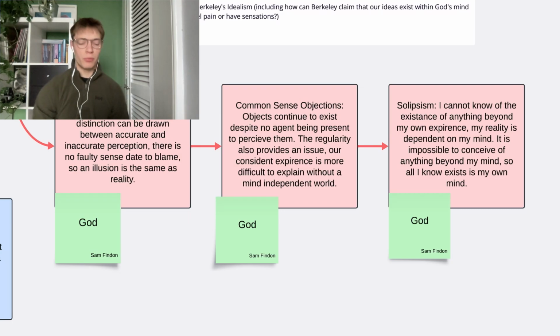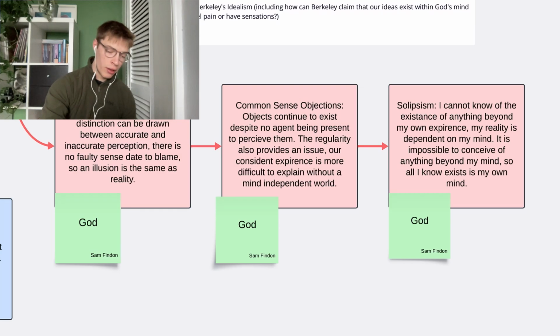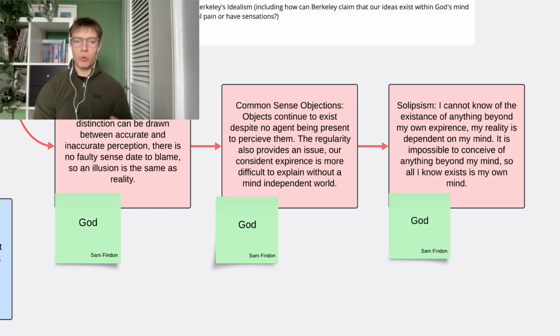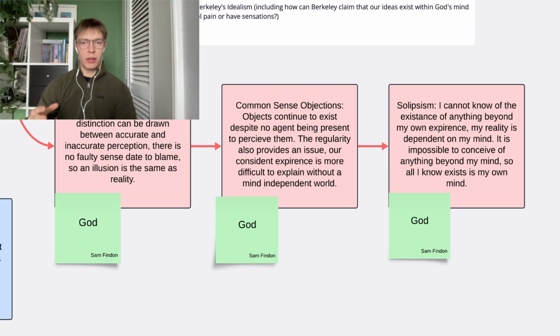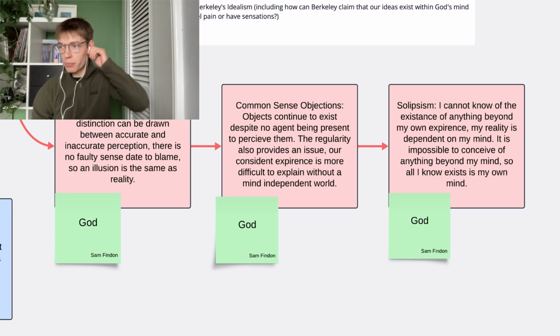The next set of objections, I've grouped these together. These are the common sense objections. For example, the continued existence of things. So I put an apple in a drawer and I leave it, I go on holiday for a month and I come back and the apple has rotted. No one was perceiving it, but the object seems to continue to exist. And that seems like a problem.